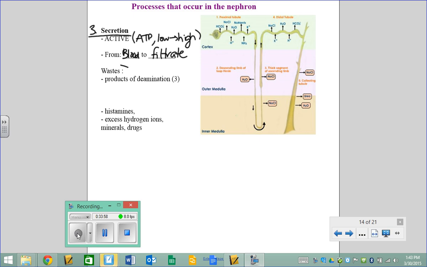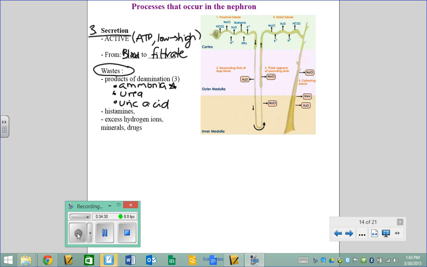So the wastes that we're going to actively transport from the blood to the filtrate are the products of deamination. There are three of them. I just mentioned them earlier today. Ammonia, urea, and uric acid. Now remember that there should be very little ammonia kicking around because it's toxic. And I'm mentioning it only because it's one of the products of deamination.